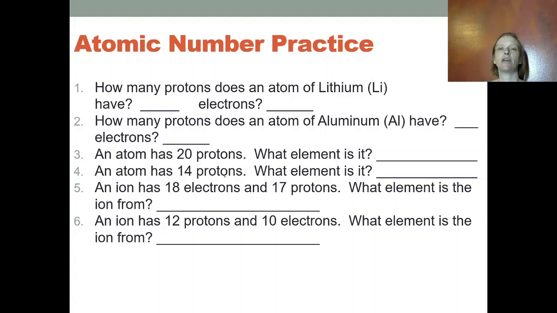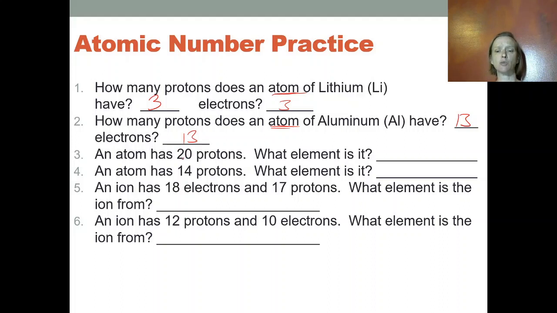Lithium is the third element on the periodic table. Therefore, it has 3 protons. And if we have an atom, the atom has no charge. Therefore, we should have 3 electrons. Aluminum is element number 13 on the periodic table, so it has 13 protons. And if we have an atom without a charge, we must also have 13 electrons.